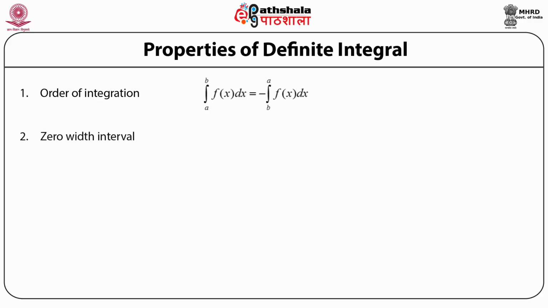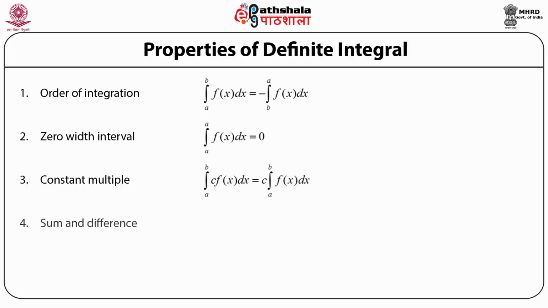Then there is the zero width interval. That means if you integrate from a to a itself, then it's zero width. Constant multiple. If there is a constant which is getting multiplied, then you can take the constant outside and then integrate it. Sum and difference. So if there are two functions f of x and g of x, whether they are subtracted or added and integrated within the same limits, then you can separately integrate them with the same operator, plus or minus.